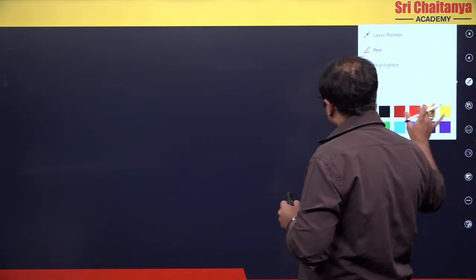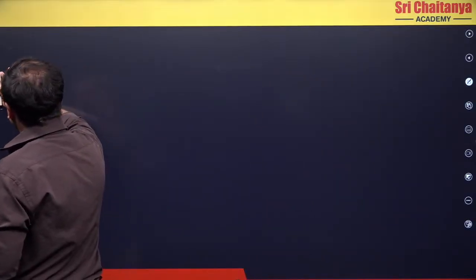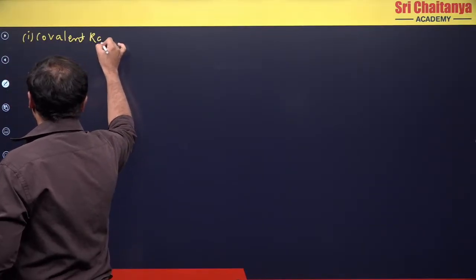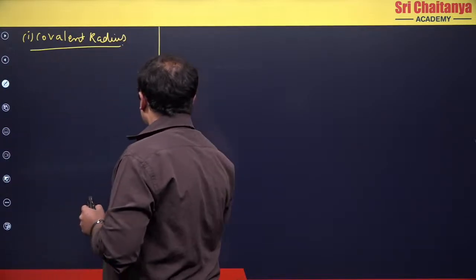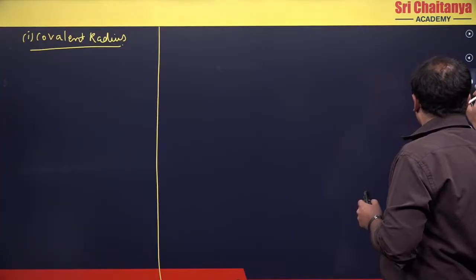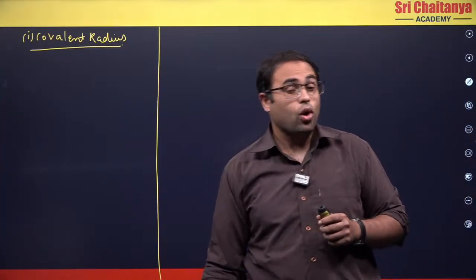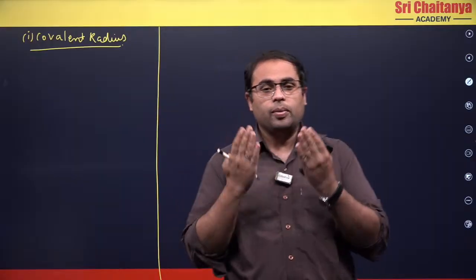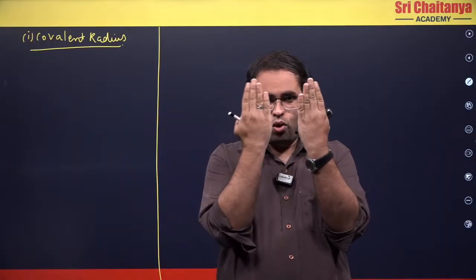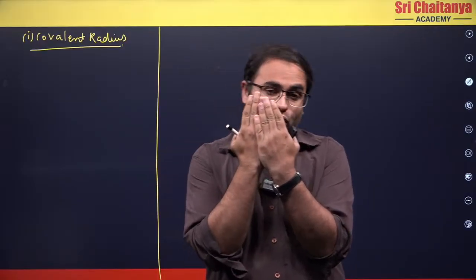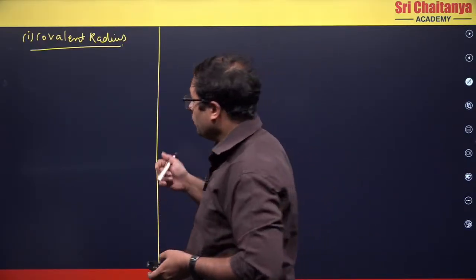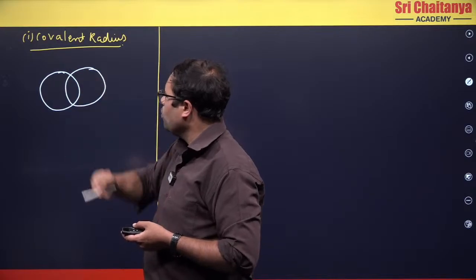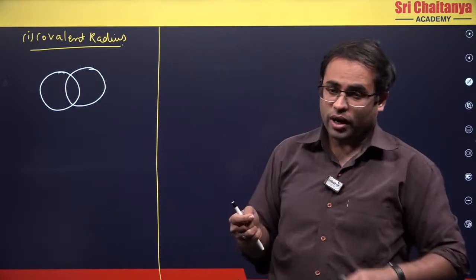So the first one is your covalent radius. Understand that covalent radius is defined for covalently bonded molecules. Now, how do you get a covalent bond? Understand that when two orbitals overlap, it is then that you get a covalent bond. So if I have, suppose, an s orbital and another s orbital, if they overlap like this, then we can say that a covalent bond has formed.